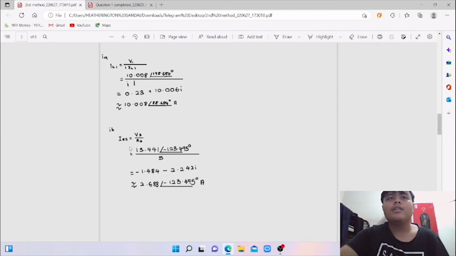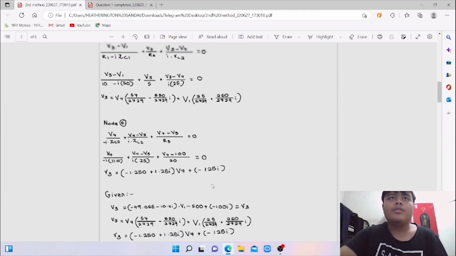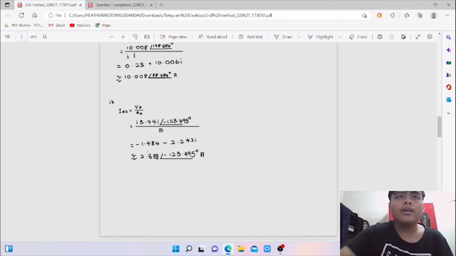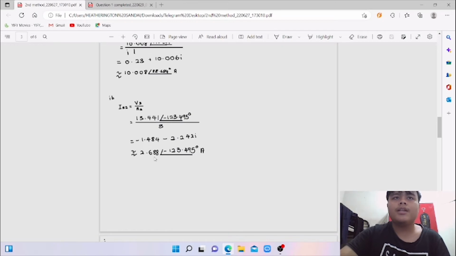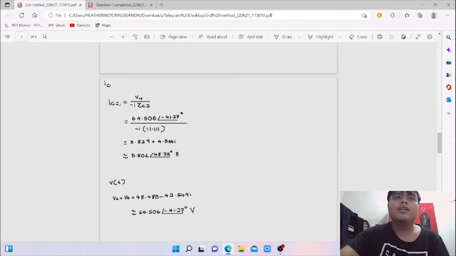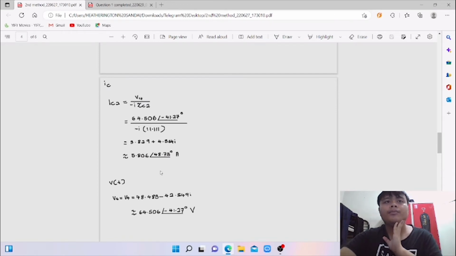So for IB, it is IR2, the current in resistor 2. Resistor 2 is 5 ohms, I think. Yes, in 5 ohms. So you calculate here, and you get the final answer, 2.688 at negative 125.495 degrees ampere. So for IC, it means the current in capacitor 2. So I calculate here, and this is the final answer for IC2, the current in capacitor 2.